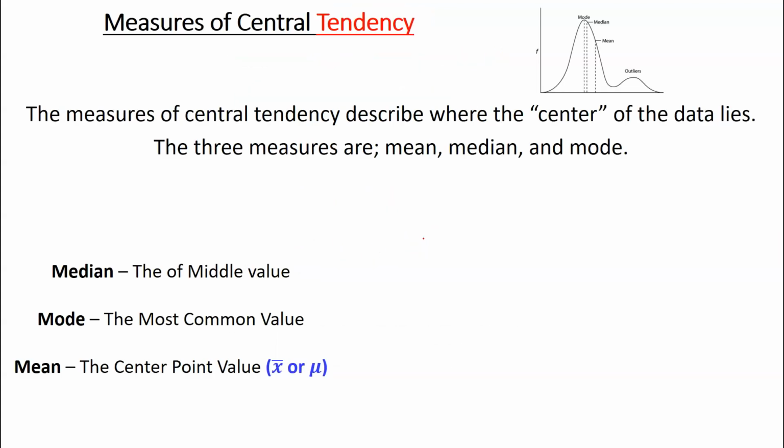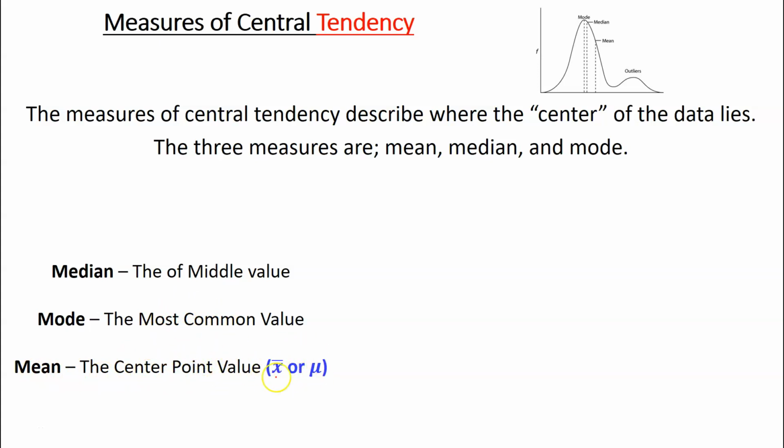So our measures of central tendency, I believe you know all three of these, even though I'll be introducing you to some symbols that you need to know but are probably new to you. The measures of central tendency describe where the center of the data lies. The three of them typically are the mean, the median, and the mode. These were introduced to you way back in 6th, 7th grade. The median is the middle value, the mode is the most common value, and the mean is the center point value.